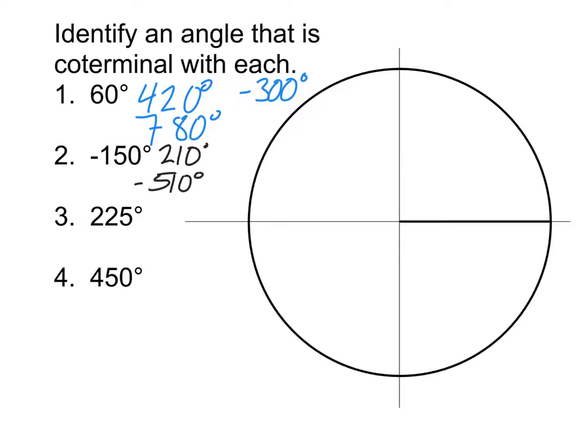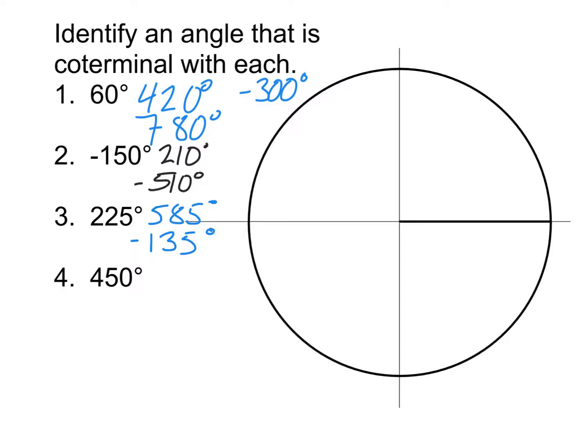Okay, 225 degrees. So for 225, if we add 360 degrees to that, that would get us 585 degrees. Or if you subtracted, that'd be negative 135 degrees. All three of those, we could say, represent this same angle here. It's just a matter of how many times around the circle and which direction we're going to get there. But since they all end at the same place, that's why they're called coterminal.